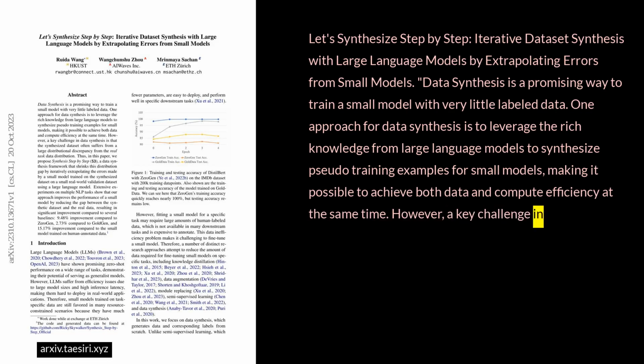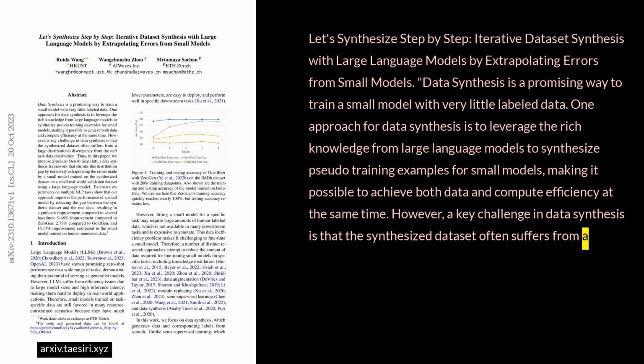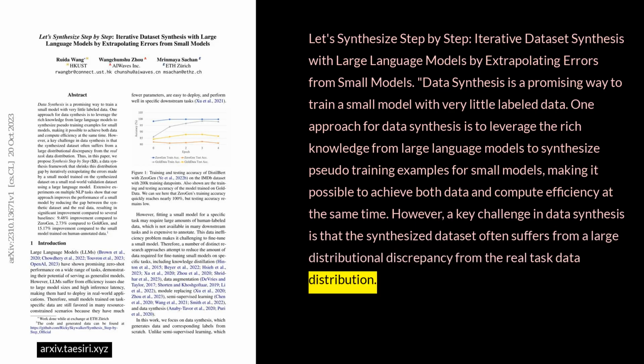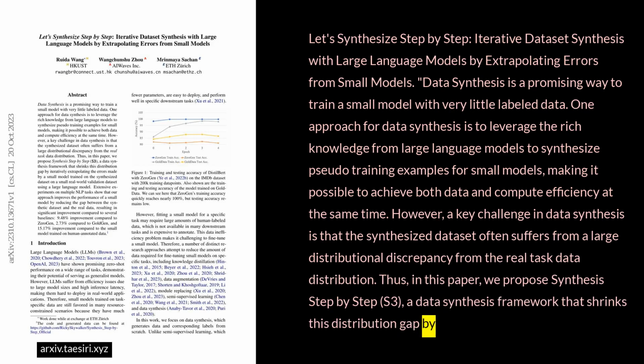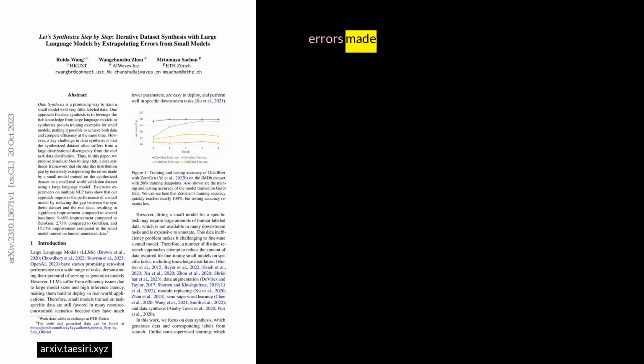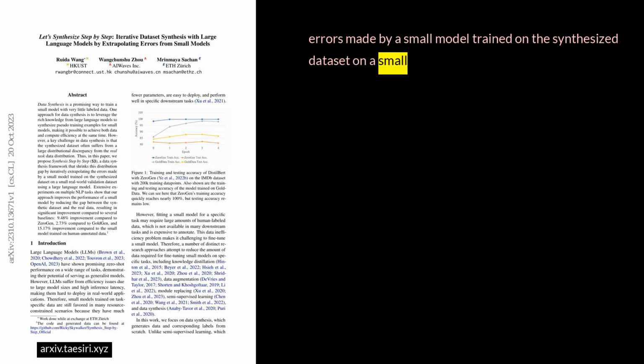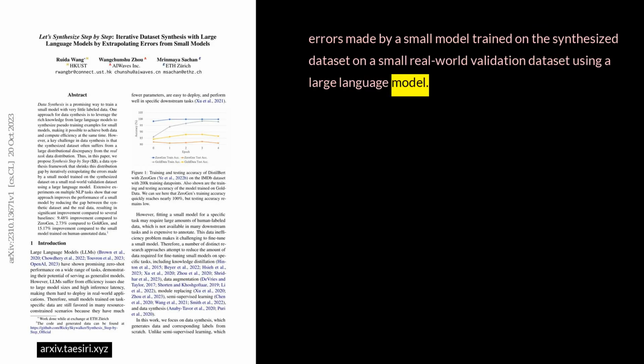However, a key challenge in data synthesis is that the synthesized dataset often suffers from a large distributional discrepancy from the real task data distribution. Thus, in this paper, we propose Synthesis Step by Step, S3, a data synthesis framework that shrinks this distribution gap by iteratively extrapolating the errors made by a small model trained on the synthesized dataset on a small real-world validation dataset using a large language model.